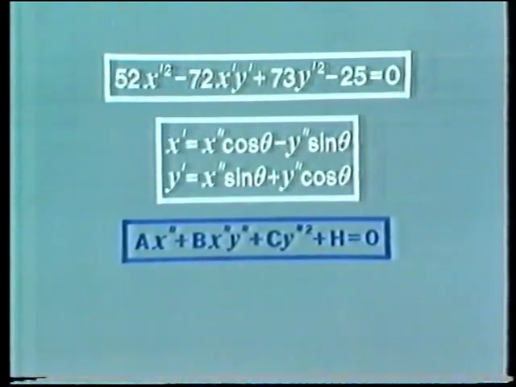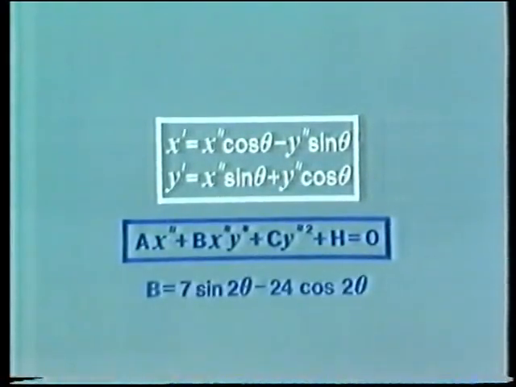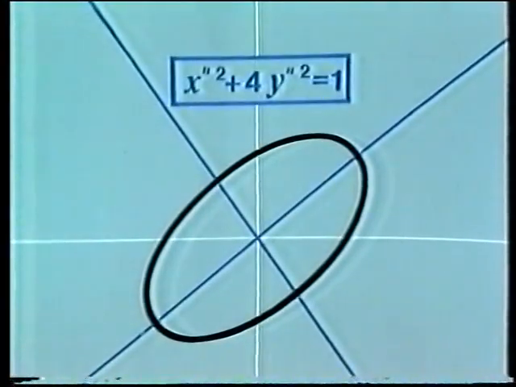Now we're trying to lose the x double dashed times y double dashed term, and that means making b 0. Well, b turns out to be 7 sine 2 theta minus 24 cos 2 theta. If we make b 0, we get tan 2 theta equals 24 over 7. And this tells us how far to rotate the axes. The new equation is x double dashed squared plus 4 y double dashed squared equals 1.